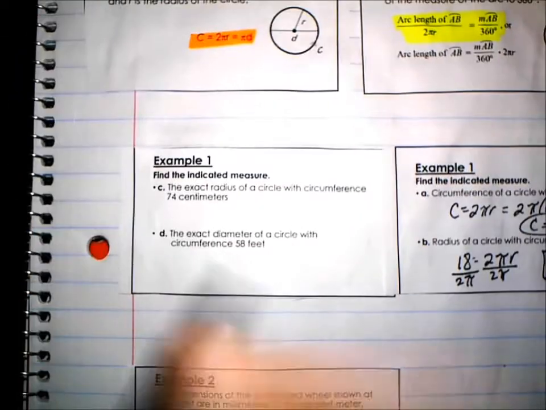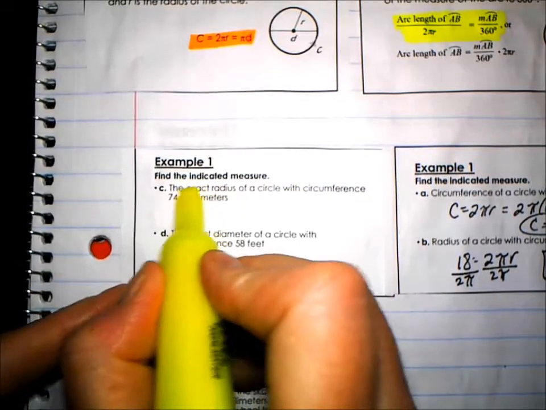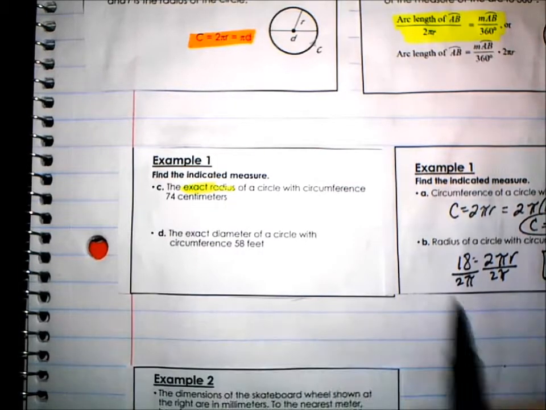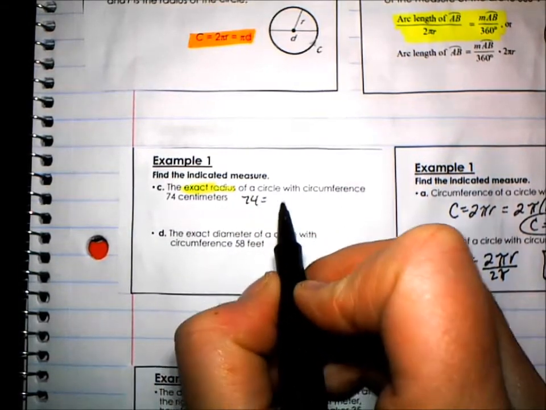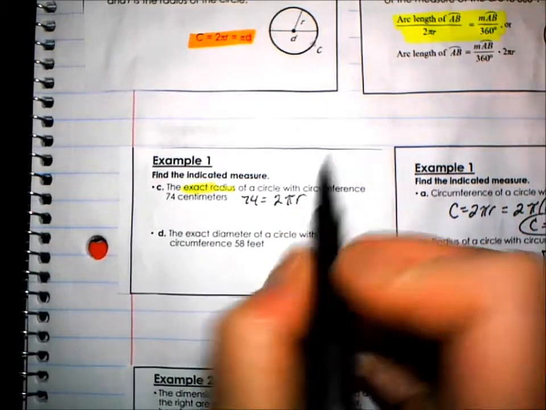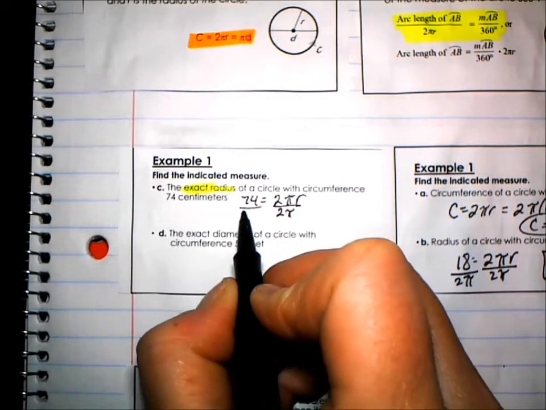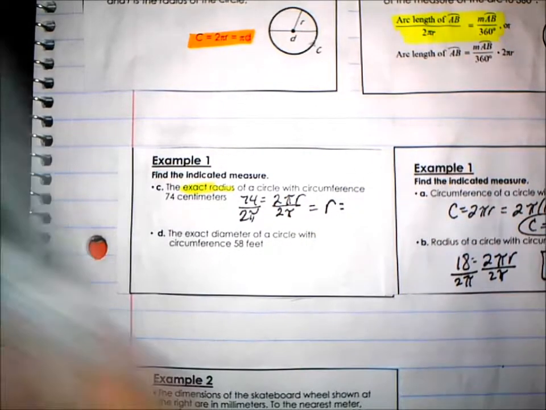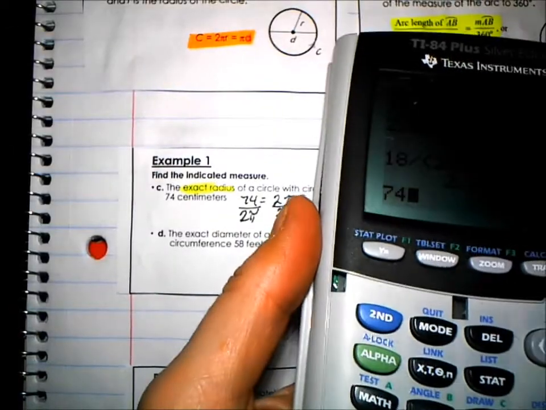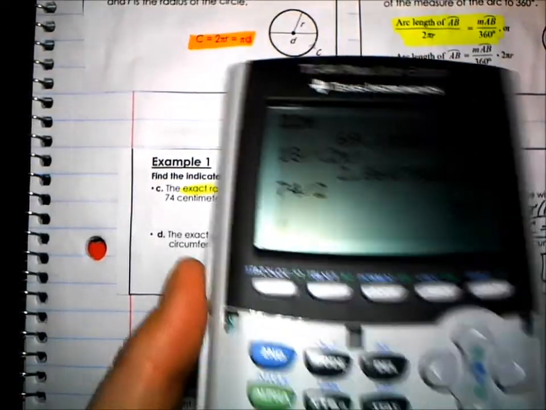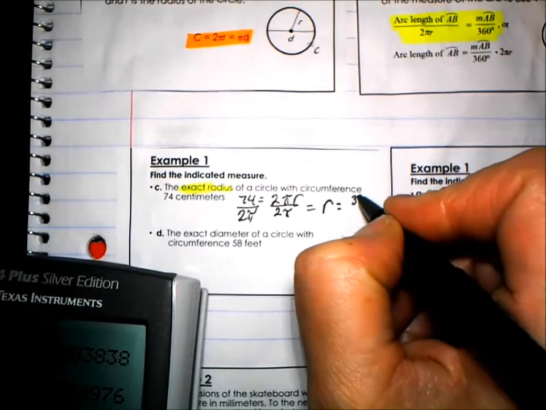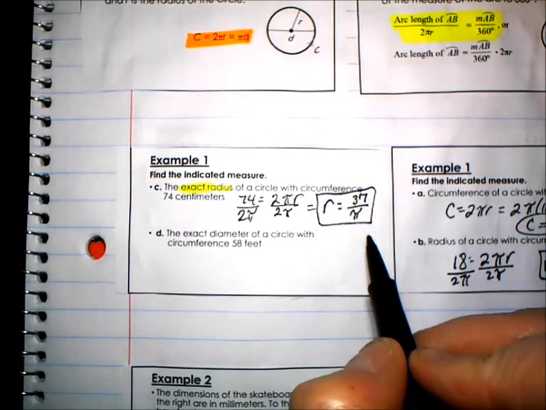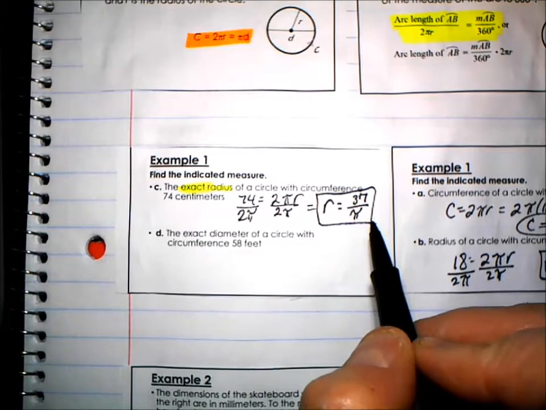On part C, they have this new word, exact radius, that is what we're looking for. So I'm going to set it up similarly. I have 74 equals 2 pi r. I'm going to divide by 2 pi. But this is where things change, because the only thing I'm going to do is divide 74 by 2 and end up with 37 over pi. I'm going to leave it in that fashion. This is the exact radius, 37 divided by pi.